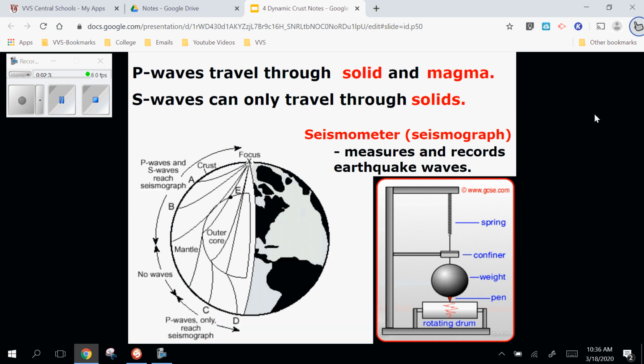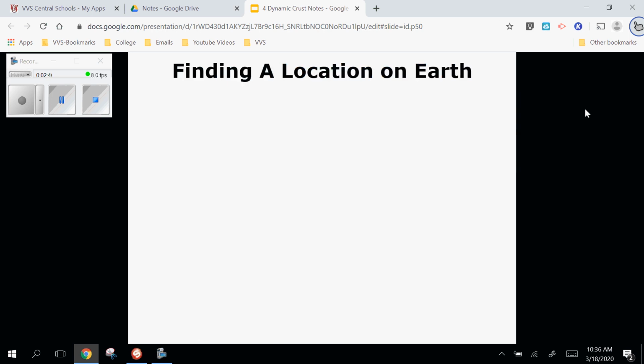They don't travel through it, right? And we need to know both what is the P wave and what is the S wave. We need to have both of those waves in order to pinpoint a location. And we're going to do that here eventually, okay? All right, so generally speaking, how do we find a location on Earth?